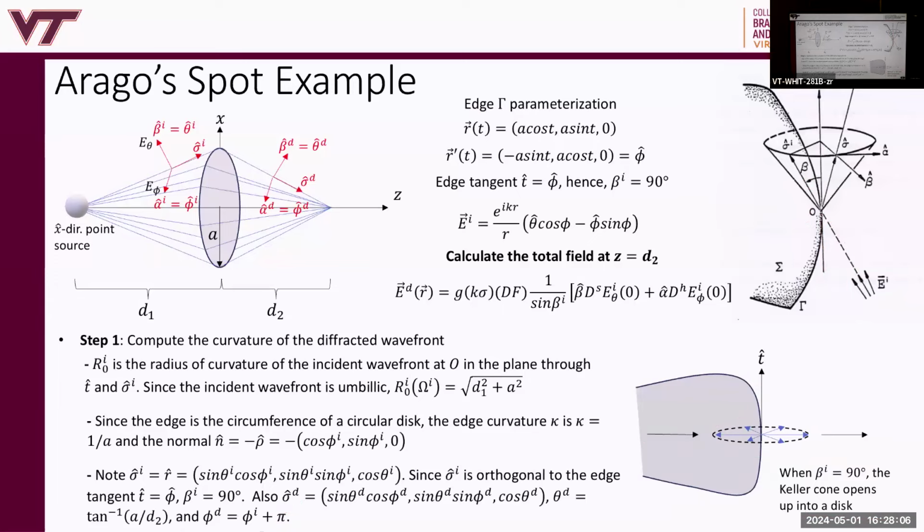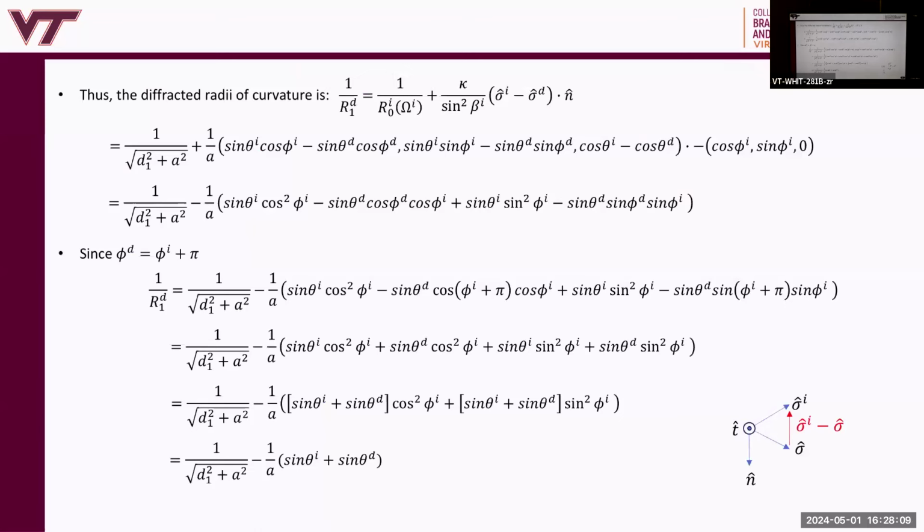Good. All right. So we're going to have to go through this in real time then because there was an error here. But let's see. R naught incident is this. And that's for any omega I because it's umbilic. The curvature of the edge is 1 over A. And then sigma incident minus sigma diffracted is here, right? So we have sigma incident here, sigma incident here, sigma incident. And then we have sigma diffracted, sigma diffracted, sigma diffracted. Then we take the dot product with n, which is minus cosine phi, minus sine phi incidence, right?